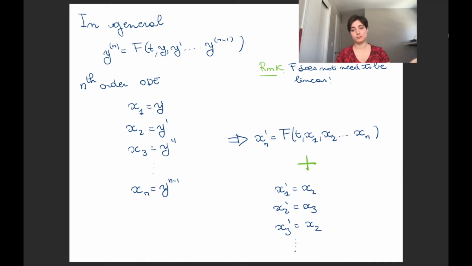Then xn prime satisfies the ODE xn prime equals f, the same f as we had before, of t, and now we replace all the y's by the appropriate x: f of t, x1, x2, x3, down to xn. On top of this, we need to remember the information we introduced. So we have introduced that the first derivative of x1 is x2, and the first derivative of x2 is x3, and so on all the way down. This is a system of ODEs, and we have to solve it all together for it to make sense.